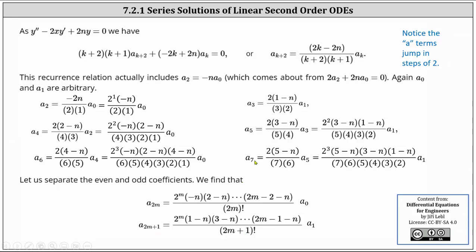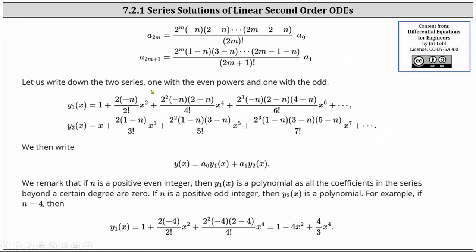Again, let's test this for a sub 7, where m is 3. We have 2 to the third, and then we have 1 minus n, 3 minus n. And again, when m is 3, we have the last factor of 5 minus n, all divided by 7 factorial times a sub 1. So these formulas do work, and we can use them to write a power series solution.